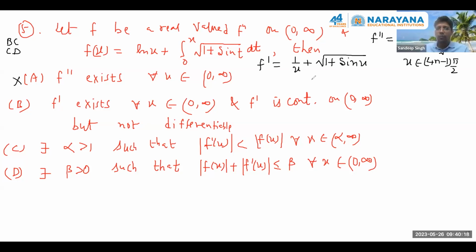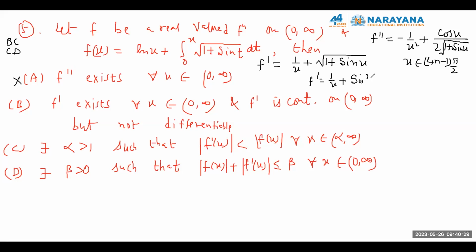After taking the square root, f dash is equal to 1 by x plus... What should I write now? Sin x by 2 plus cos x by 2. You did not say plus. You cannot write this, you should write the mod of this. That is the mistake you are doing. You should write the mod of this, since it is always positive. So there lies the mistake.